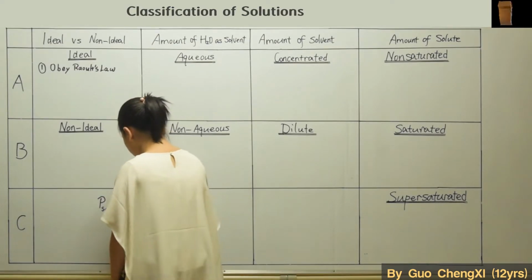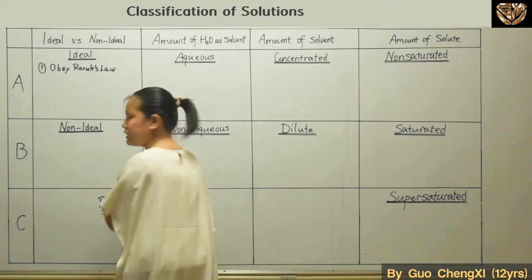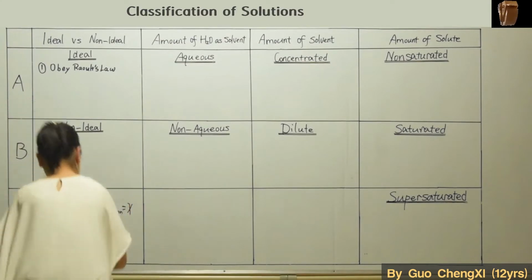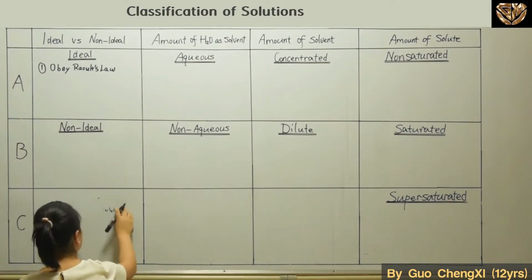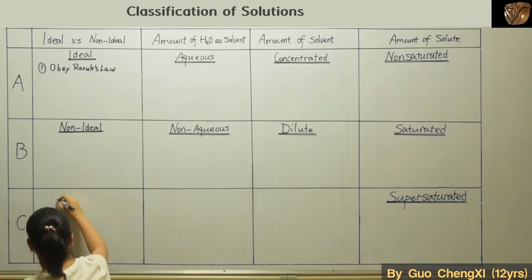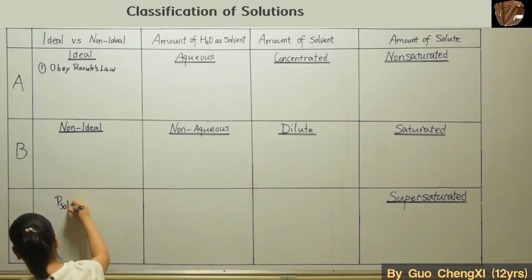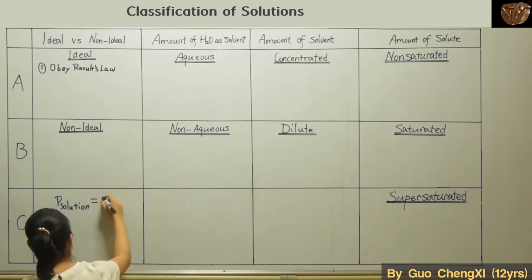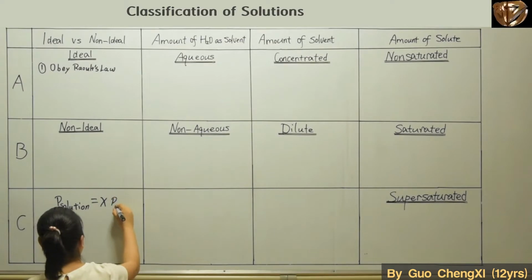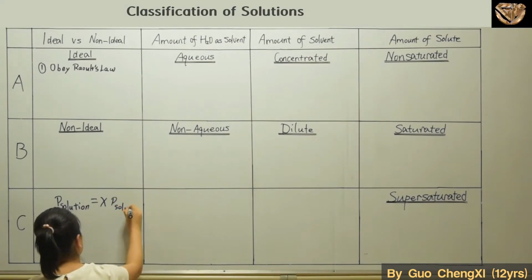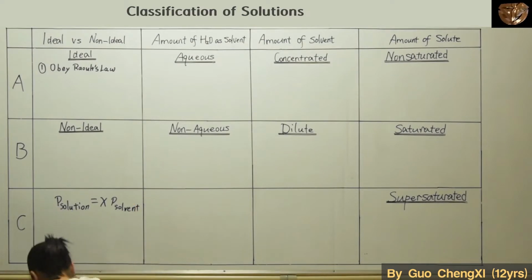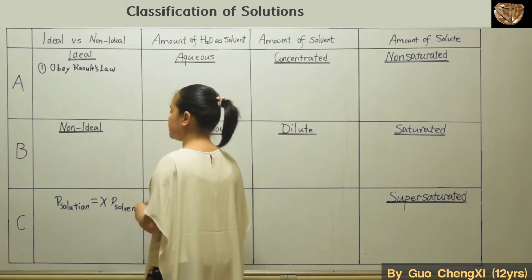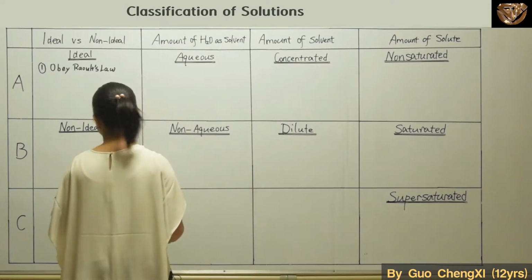is equal to chi. So this is not X, this is chi, okay? Chi P, wait, let me just rewrite it. So it is P solution is equal to chi P solvent. So this is Raoult's law, the pressure from the gas state of the solvent.